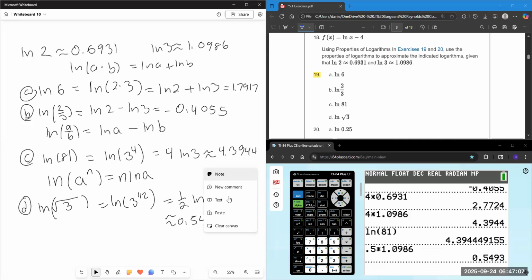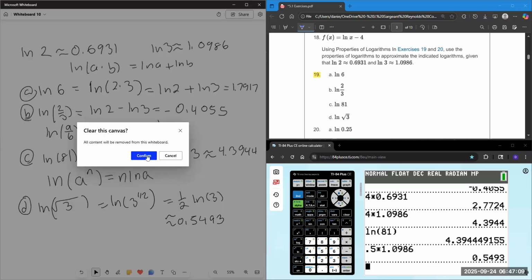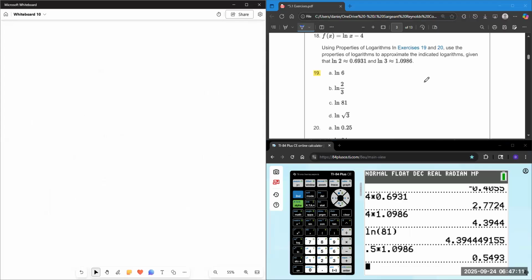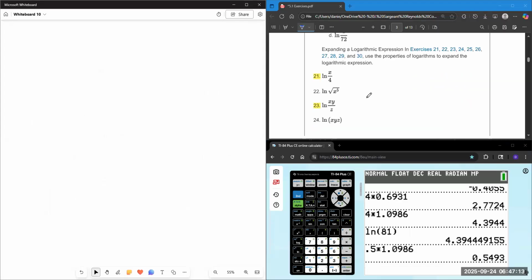Okay, moving on to number 21. Most of the time, we're not going to use approximation techniques like that. We'll just use our calculator. And it looks like the book usually wants us to go to 4 decimal places for logs, is what I'm seeing from that, unless they tell you otherwise. So we have ln of x divided by 4, and we're just going to use our log properties to expand this. We just talked about those log properties.